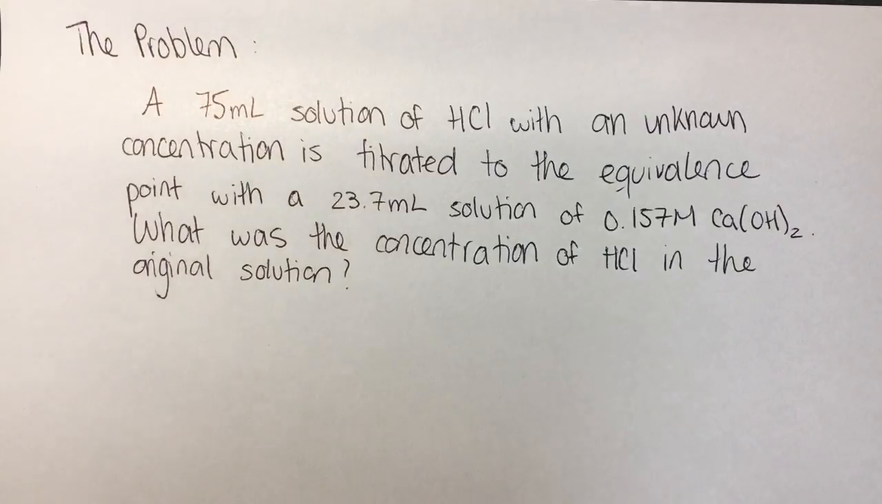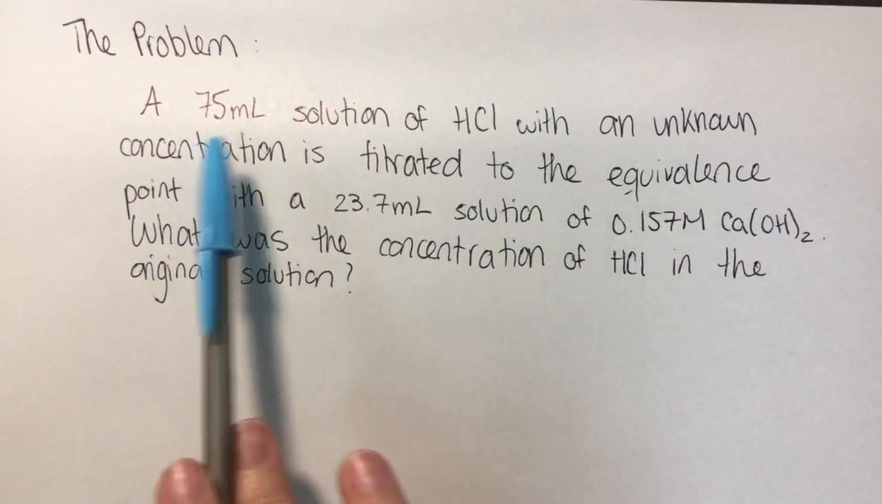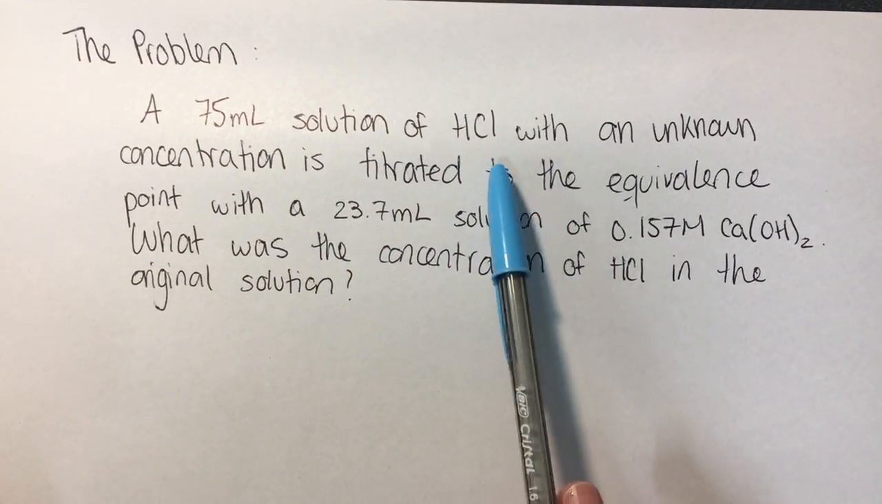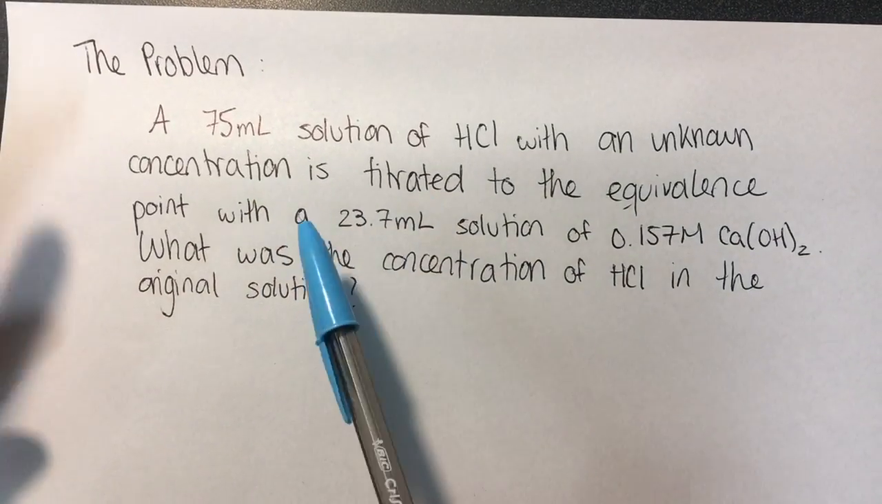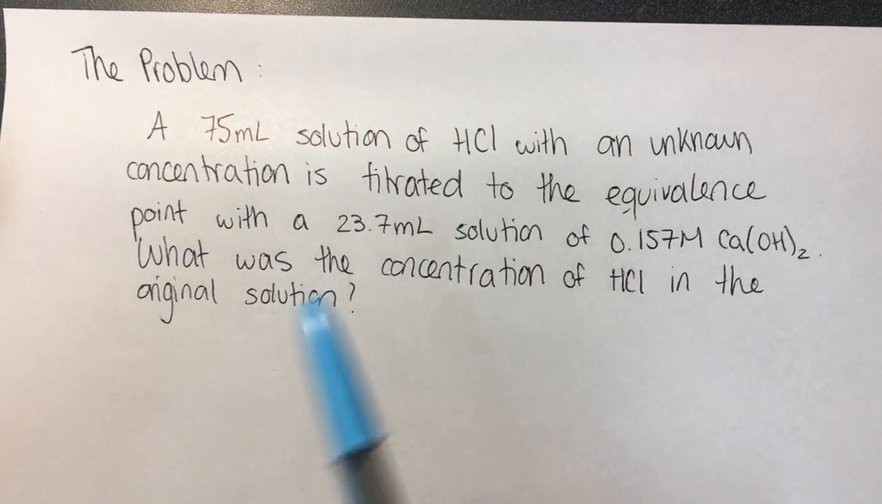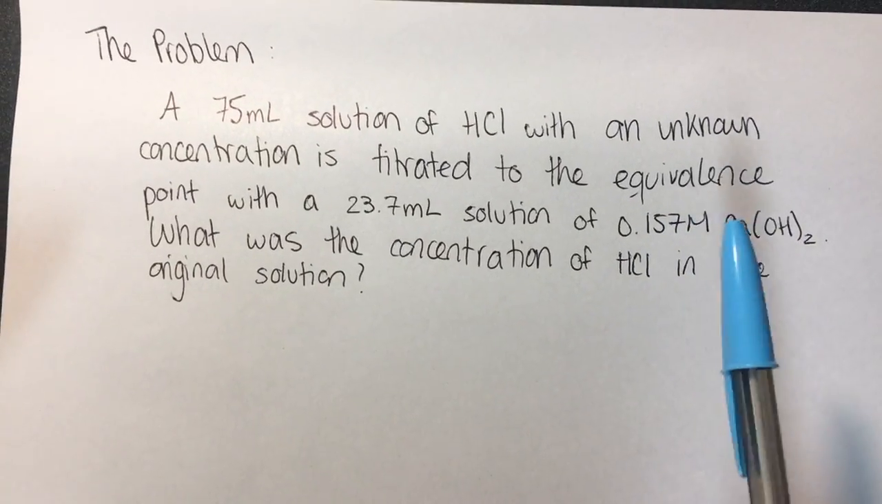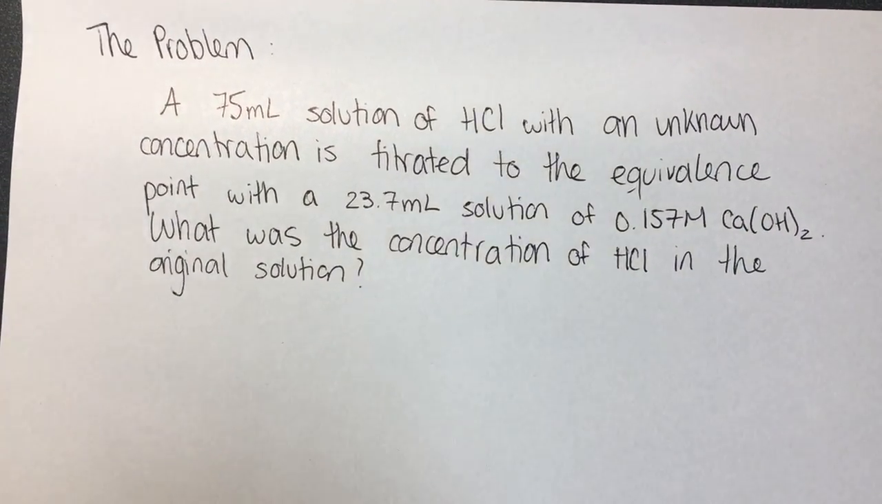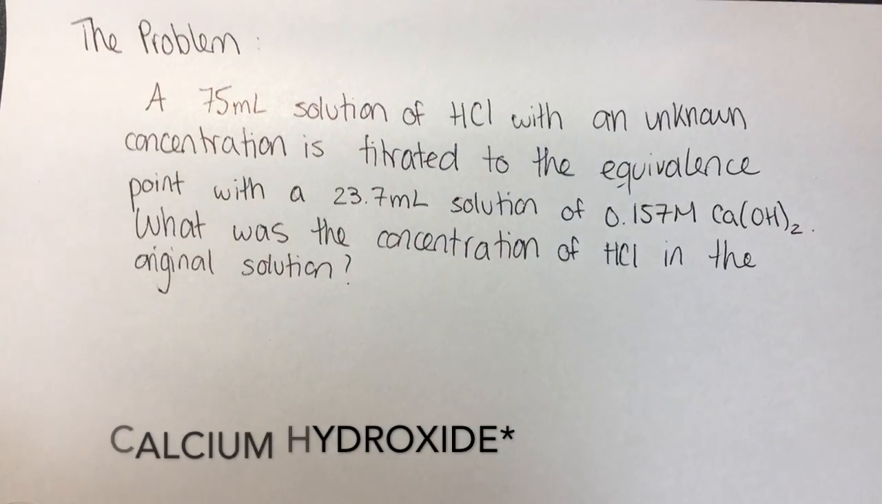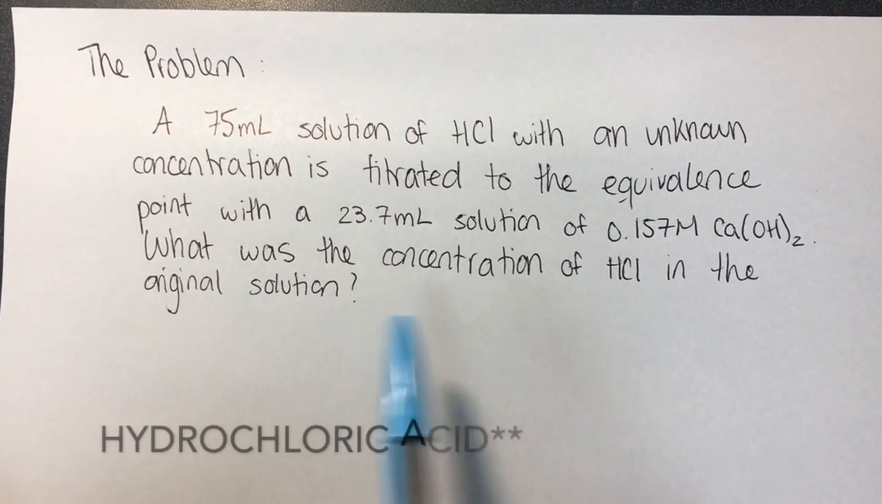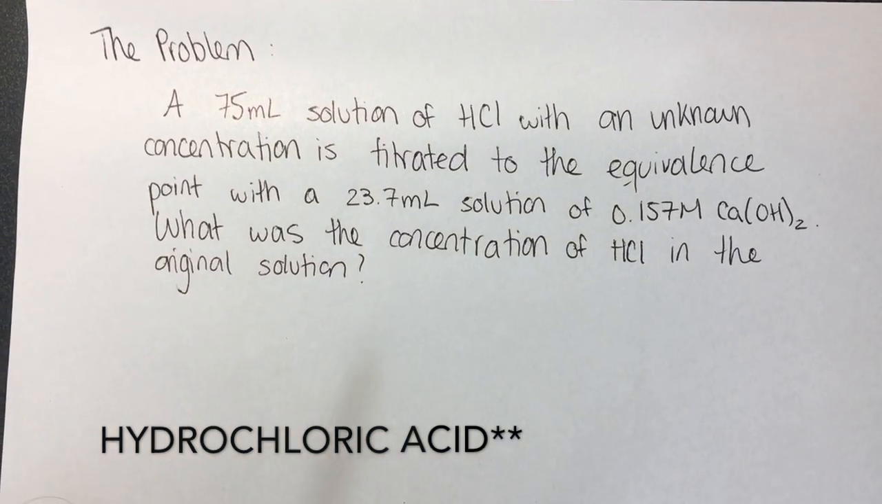Okay, so first we have to read the problem. The problem says there is a 75 milliliter solution of hydrochloric acid with an unknown concentration, which is titrated to the equivalence point with a 23.7 milliliter solution of 0.157 molarity concentration of calcium hydroxide. Then they ask us what was the concentration of hydrogen chloride in the original solution.